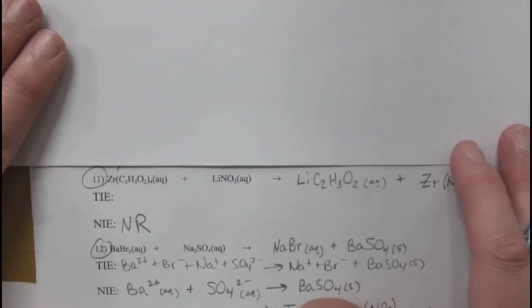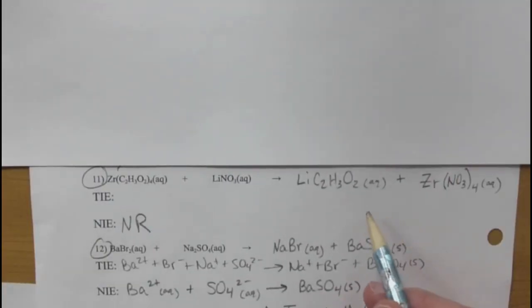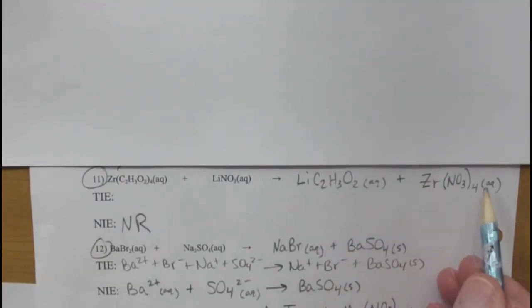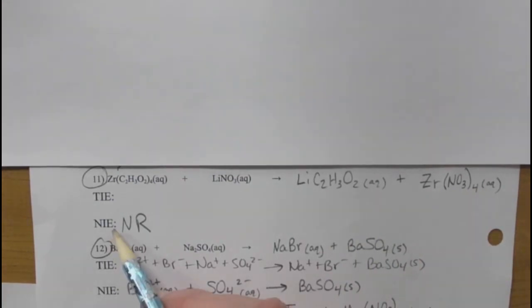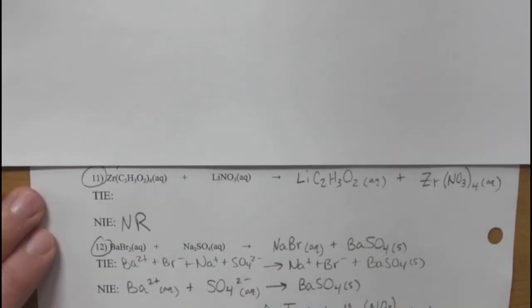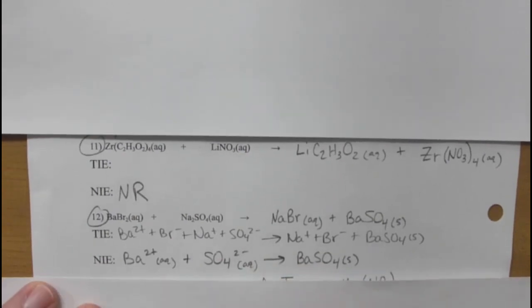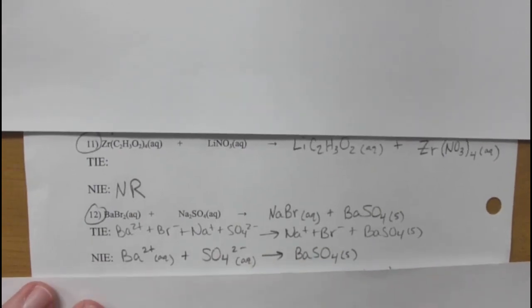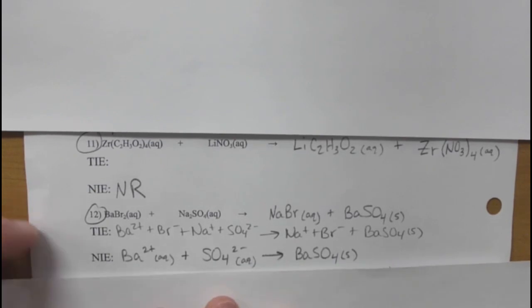Okay, the next one you had to do was number 11. And number 11, when you predicted these products here, they're both aqueous, so no reaction. Number 12, on number 12, your final answer would be Ba2 plus aqueous plus SO4 2 minus aqueous produces BaSO4 solid.